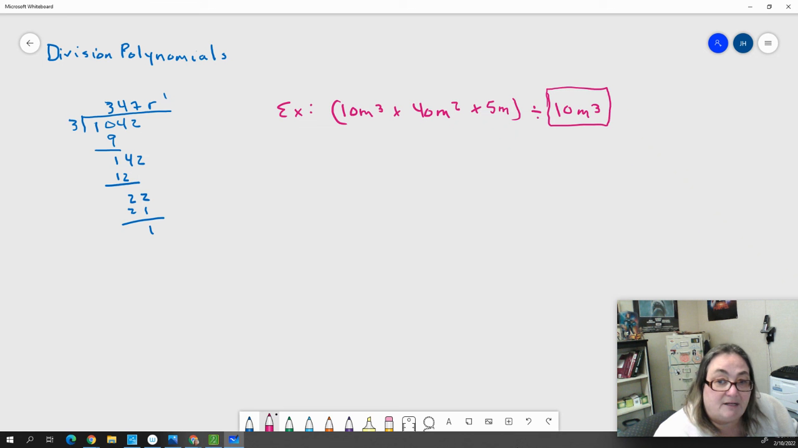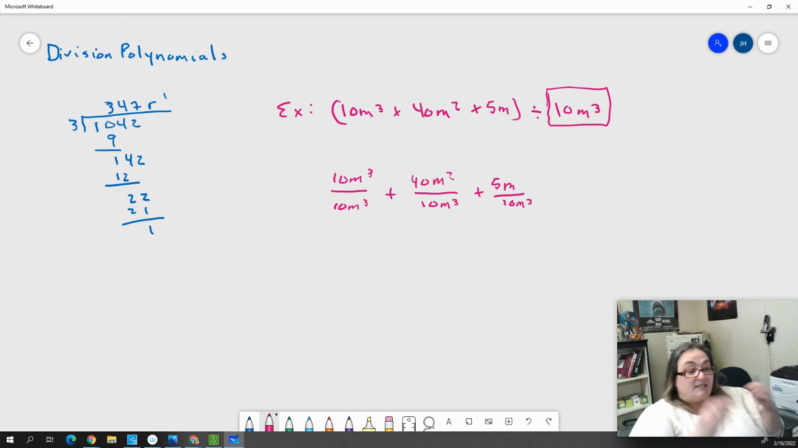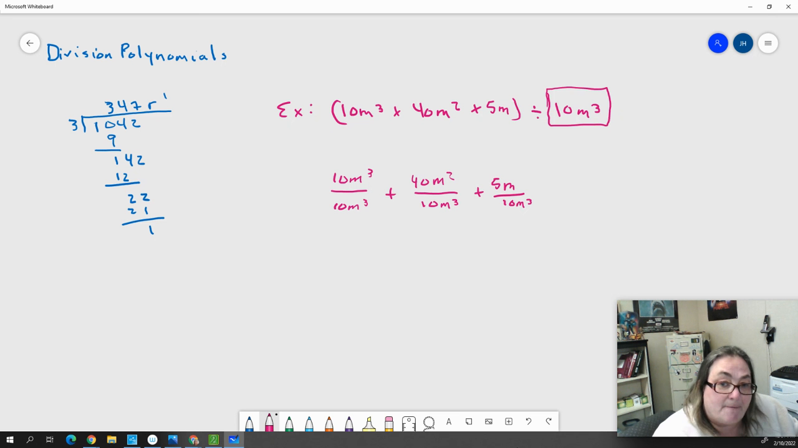So if I were writing this like a fraction, each one of these is being divided by 10m cubed. I would write this as 10m cubed over 10m cubed plus 40m squared over 10m cubed plus 5m over 10m cubed. And the reason I do that is because each one of these is a piece of a fraction. And now I could just reduce each piece of a fraction.